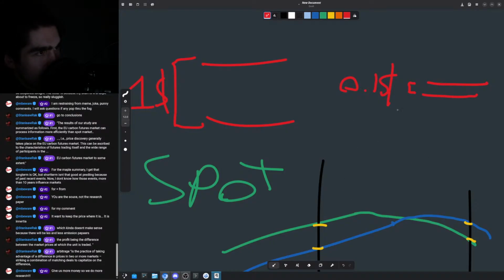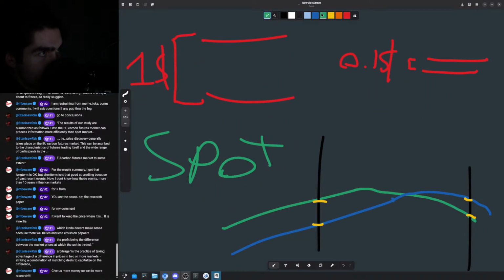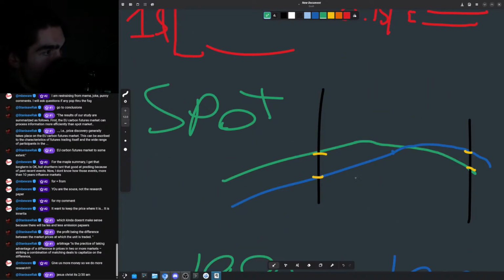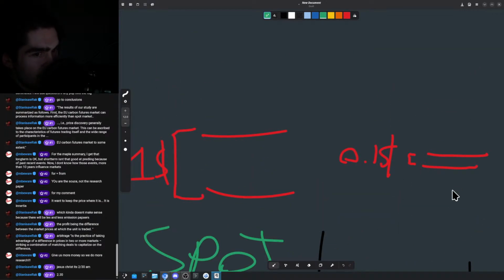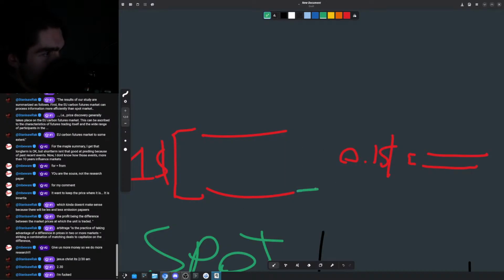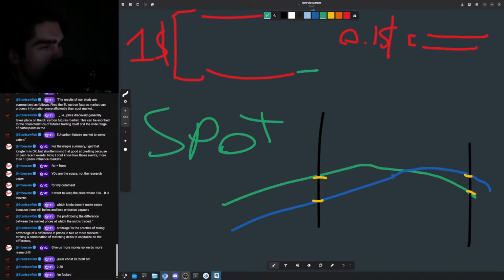And what this means for market participants, either in the spot or in the future, is it costs less money to make a transaction. So if you buy something, instead of having a tax whenever you buy and sell of $1, your tax is now $0.1 because it is a more precise price. That's what this study goes.